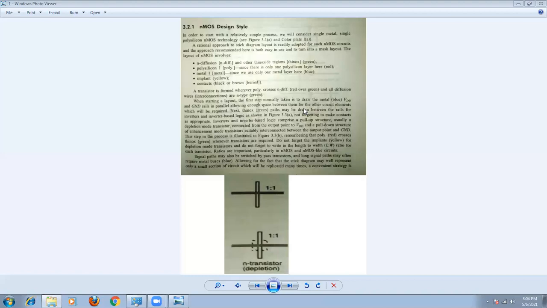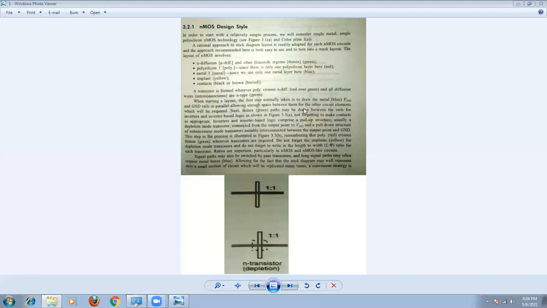So now in this case, whenever the two different layers are joined together, because we are using the NMOS design style, we are not using P diffusion. Therefore, we have only N diffusion, polysilicon, and metal one, along with different contacts. So these are the layers we are using in the NMOS design style.